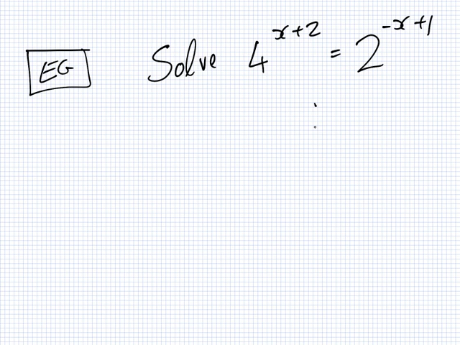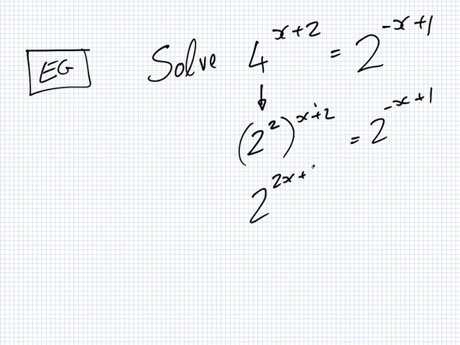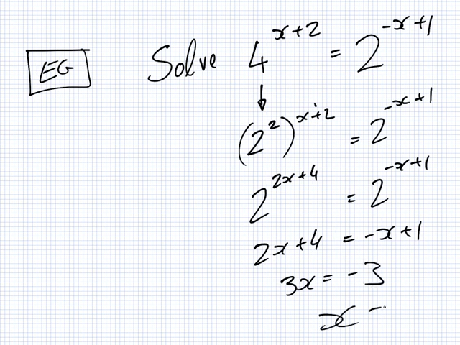Okay, do we have that? Let's have a look. So the 4 we can change into 2 squared, to the power x plus 2, equals 2 to the power minus x plus 1. So this is 2 to the 2x plus 4 equals 2 to the minus x plus 1. So that's 2x plus 4 equals minus x plus 1. So 3x equals minus 3. So x equals minus 1 again. Okay, let's go on to the next type.